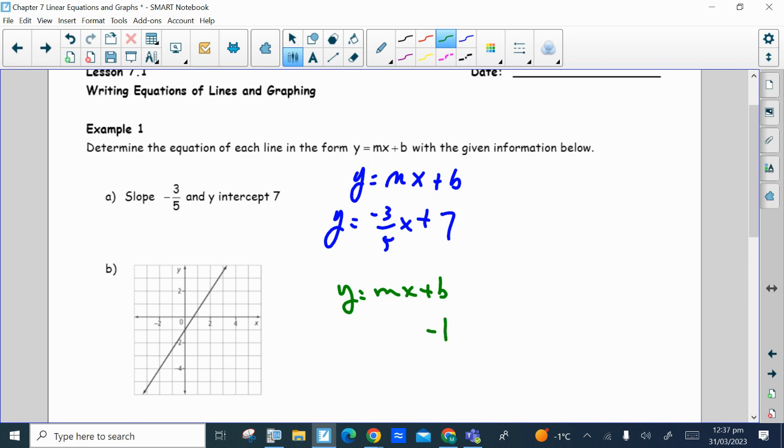And we can find the slope by counting. You must choose 2 points that you know for sure are on the graph. The y-intercept is one of them. That's the point 0, -1. And 2, 2 is also on the graph.